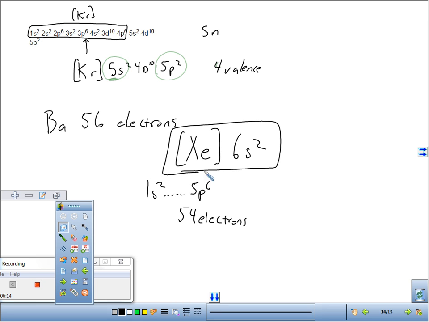It only has 2 valence electrons. If I were to do the electron dot for barium, it would be 1, 2. If I do the electron dot for tin, it would be 1, 2, 3, 4. And that's how you use the shorthand notation.